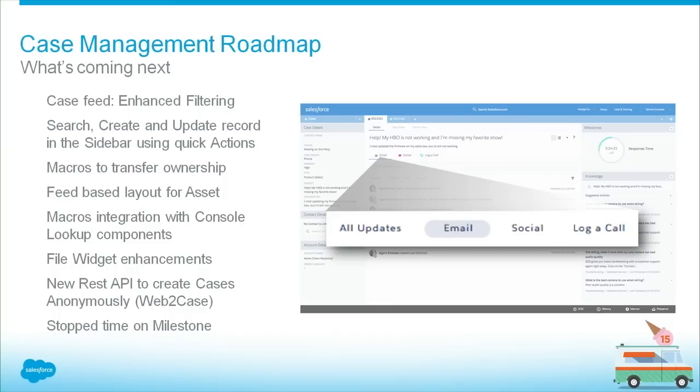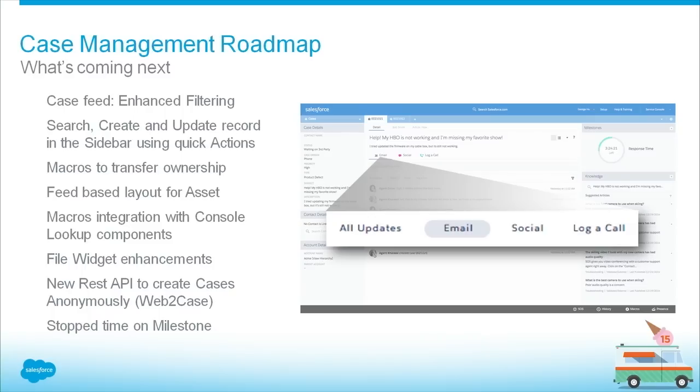Next, macros will be able to transfer ownership because we are going to add the owner field on quick action. So transferring records is going to be available in winter. We'll have a feed-based layout for asset where you will be able to use some quick actions in there. And we have macros integration as well with a lookup component in the sidebars. If you want to select a template and modify some values of the case or the contact or the account or the asset in the sidebars in one click, you'll be able to do it.